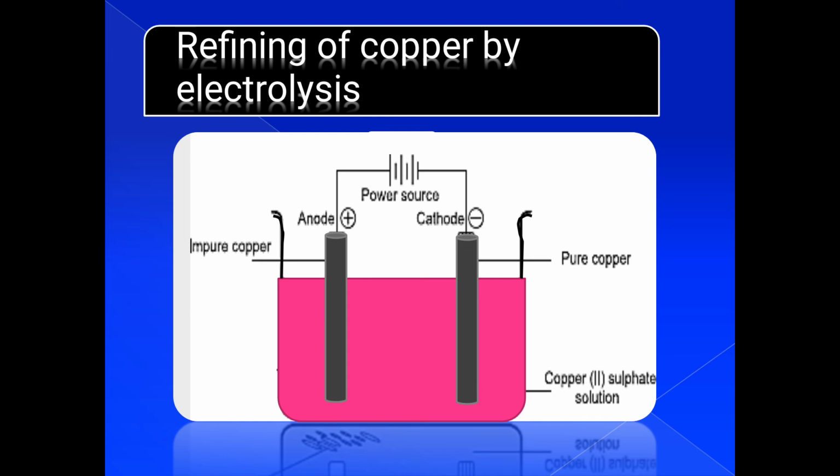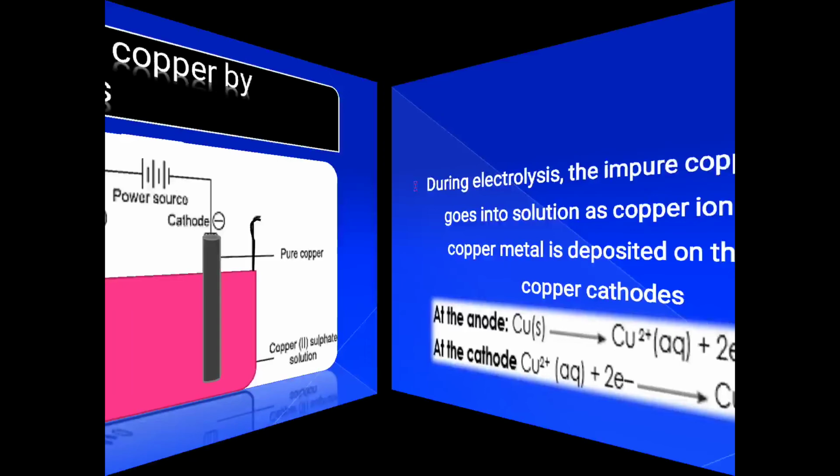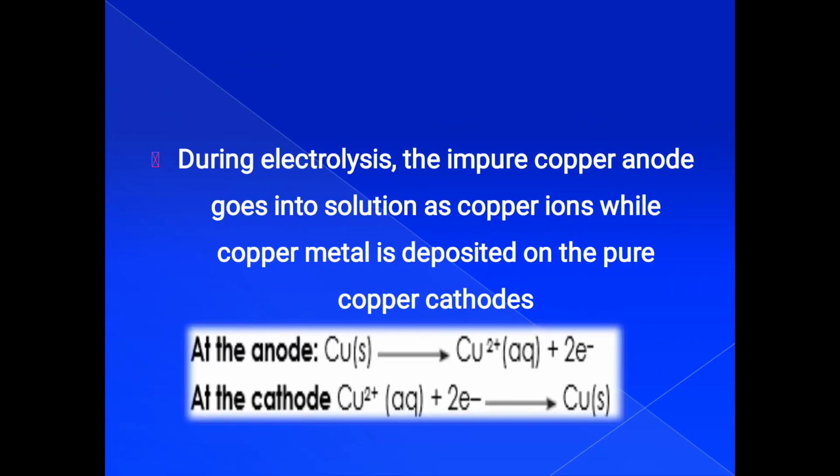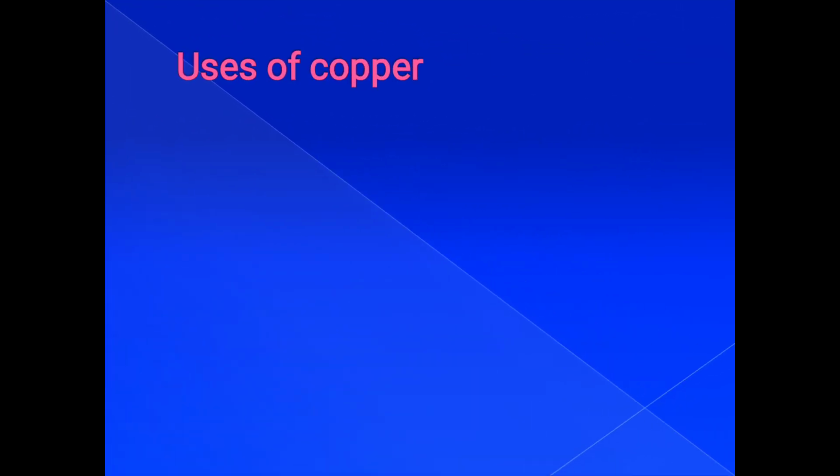We have impure copper, which is now made our anode, and then we have pure copper as our cathode. And then this solution is the one that contains copper 2 sulfate solution. During electrolysis, the impure copper goes into the solution as copper ions, while copper metal is deposited on the pure copper cathode. The equations for the 2 electrodes are as follows. At the anode, impure copper dissolves into the solution to give us copper ions. And these copper ions now migrate to the cathode, where they are reduced by gaining 2 electrons to copper metal. In this case, we have pure copper.